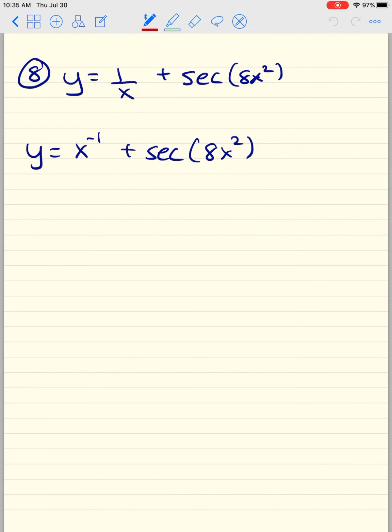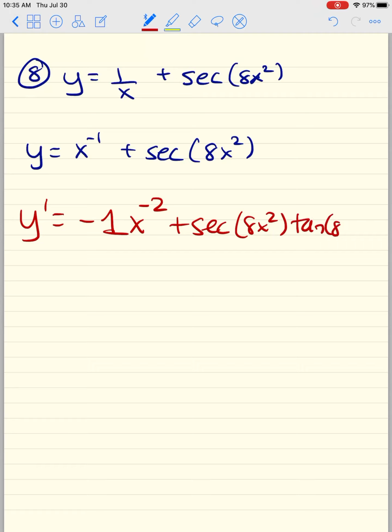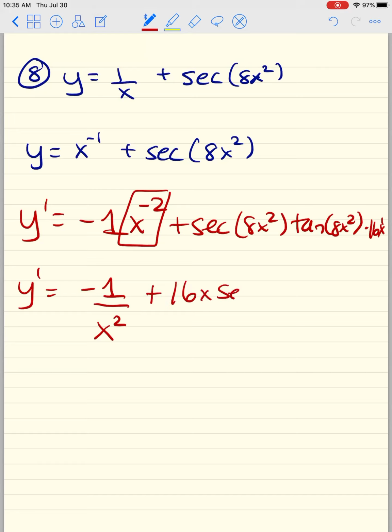Number 8, y equals 1 over x plus secant angle. I wrote 1 over x as x to the negative first. So take the derivative is negative 1, x to the negative 2. The derivative of secant angle is secant angle tangent angle, always times the derivative of the angle, which is 16x to the first. So negative 1 over x squared, because the negative 2, and then you have plus 16x, and then secant 8x squared tan 8x squared, and I like to put parentheses around my angles.